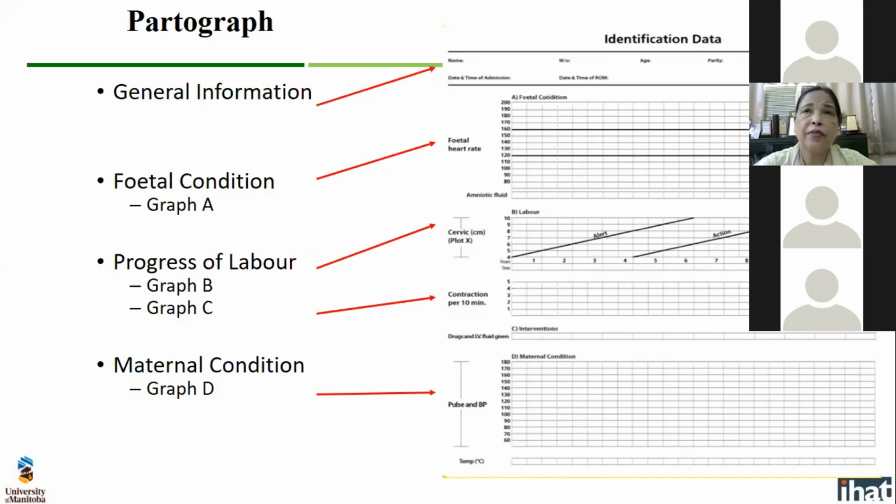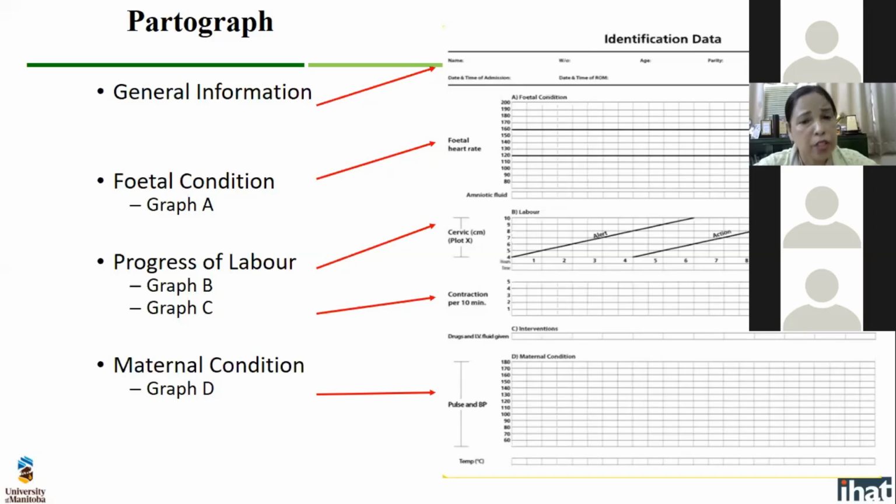Then if the membranes are ruptured, you have to see the color of the liquor. If it is clear, mark with C. If it is meconium stain, mark with M. If it is blood stain, mark with B. So this goes with the second arrow, that is graph A.